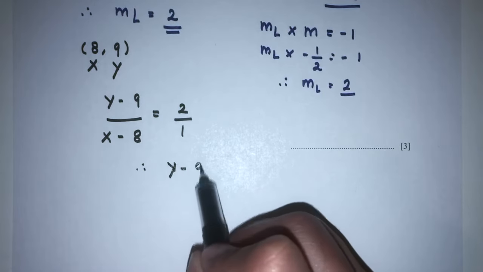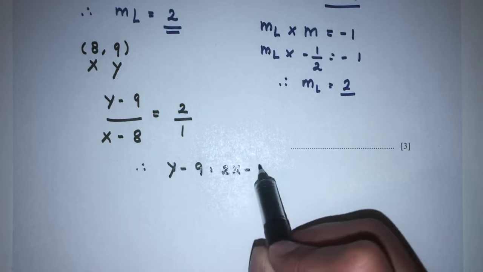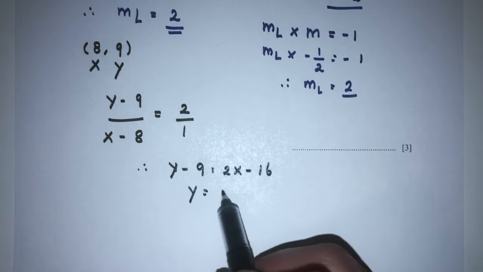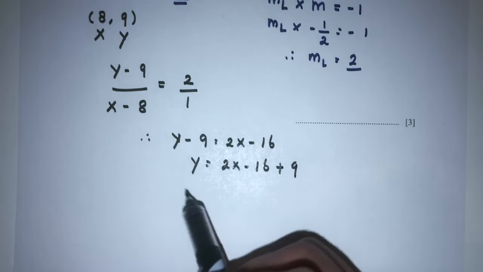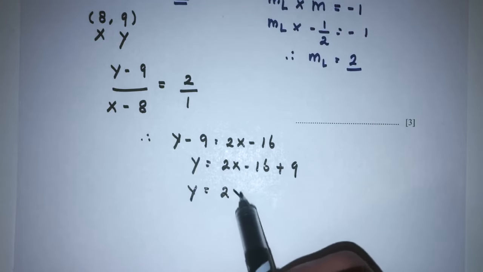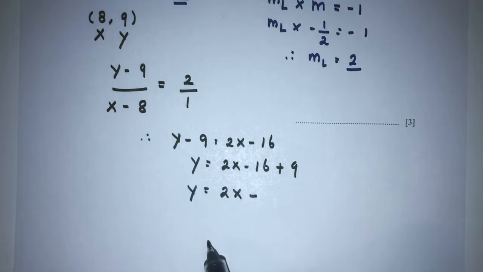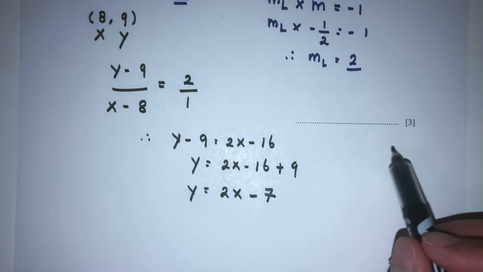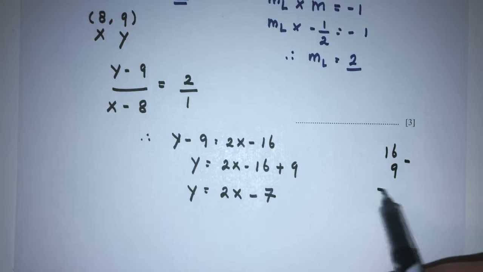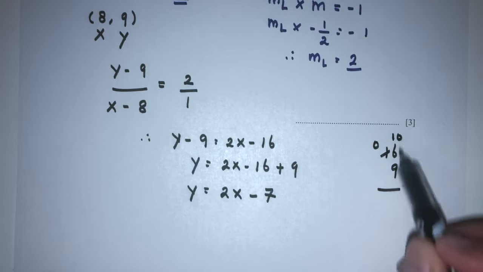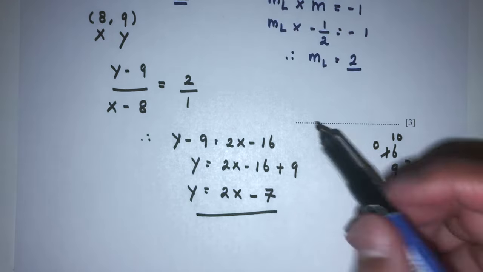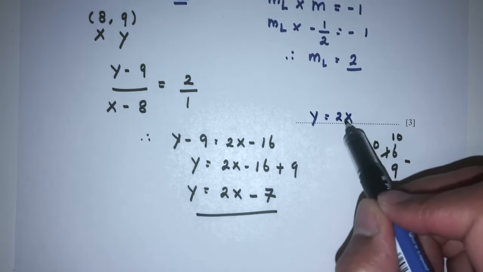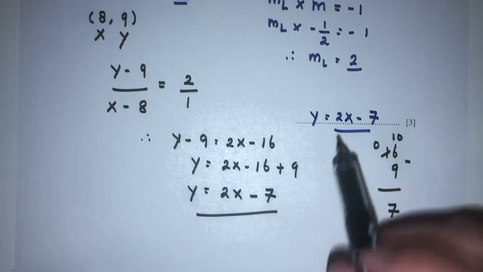y minus 9 equals 2x minus 16. y will be 2x minus 16 plus 9. That should be y equals 2x minus 7. Let's check: 16 minus 9, that should be what? 7. So minus 7 will be right. So y will be 2x minus 7. That is question 21.